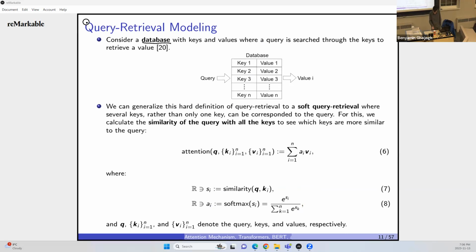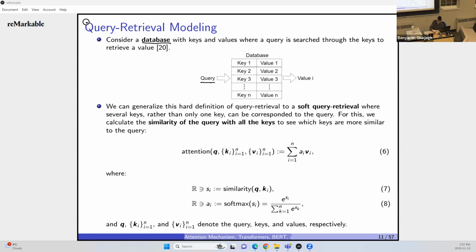So a database is just some keys and values, right? And we have some query. When the query comes, we compare the query to the keys. Each row has one key and one corresponding value. The query comes, it is compared to the keys, and assume it is equal to key 2. Then the output will be value 2, the corresponding value to the key that matched the query, right? This is how it is done.